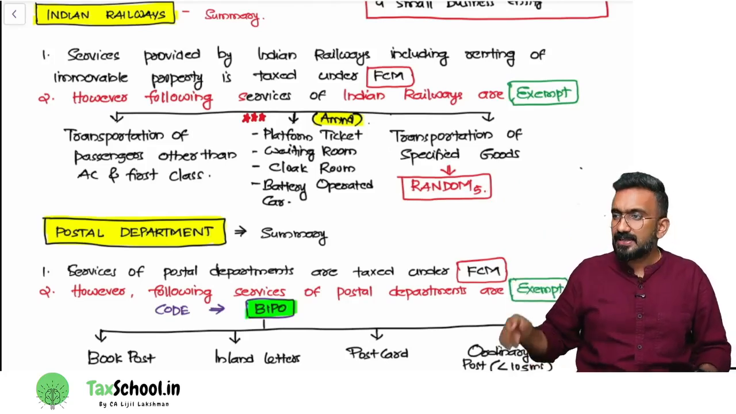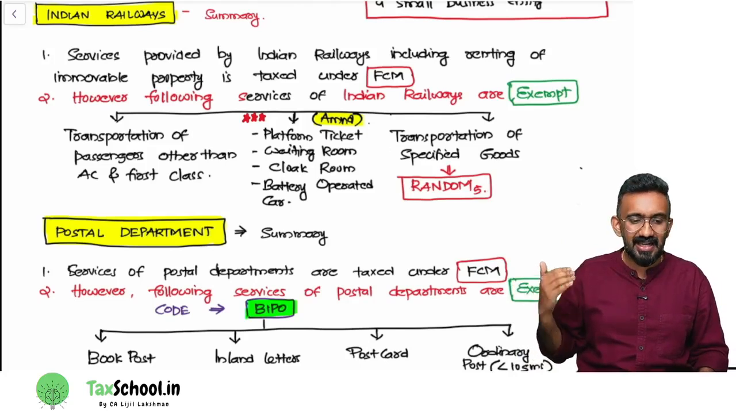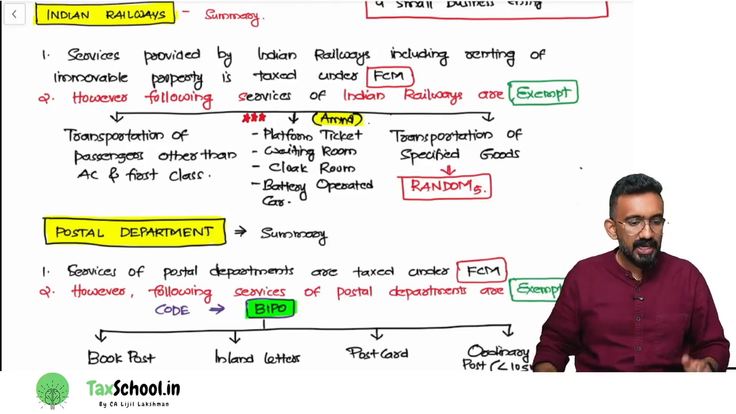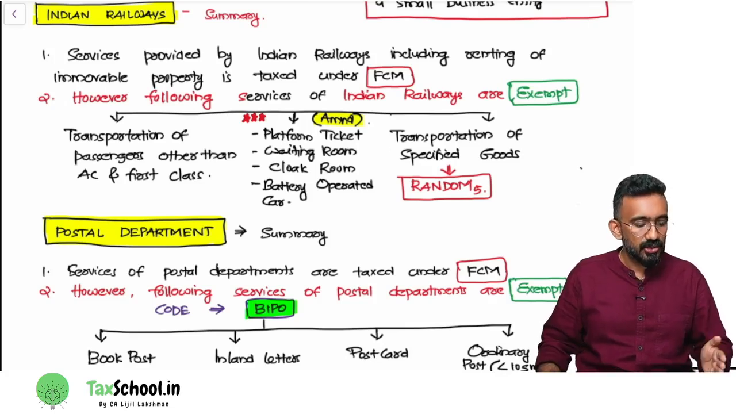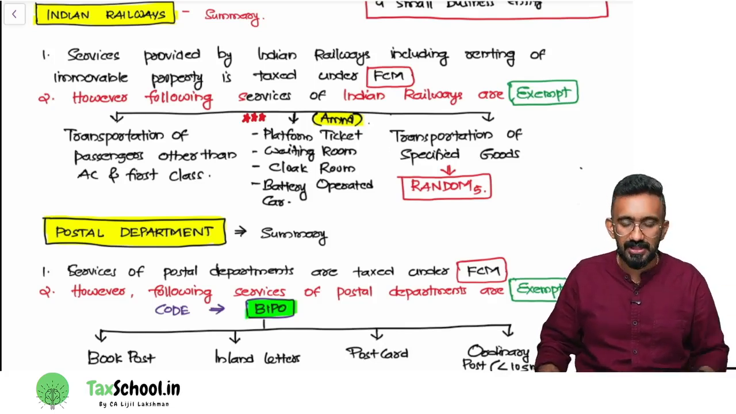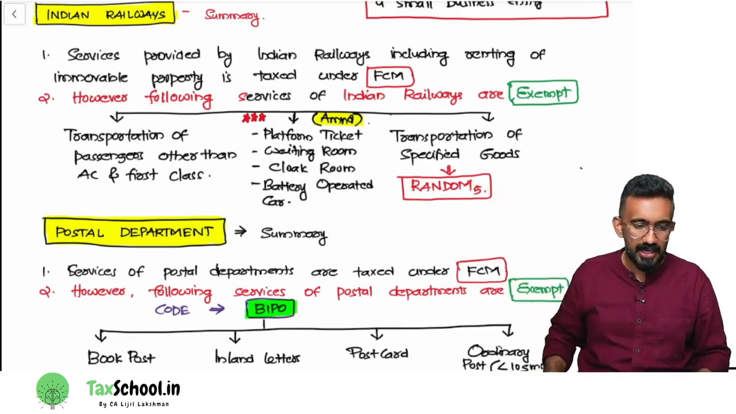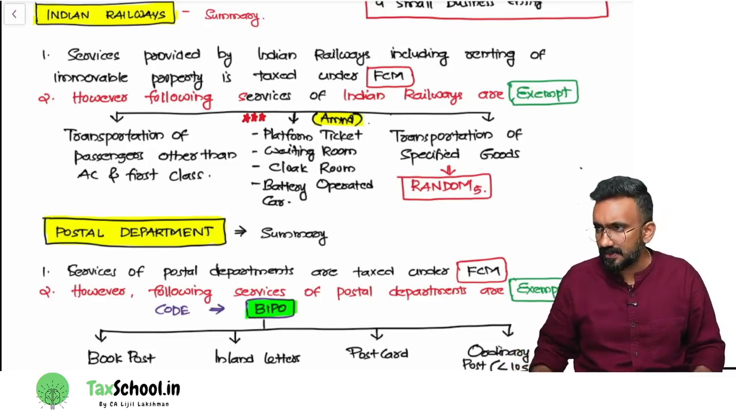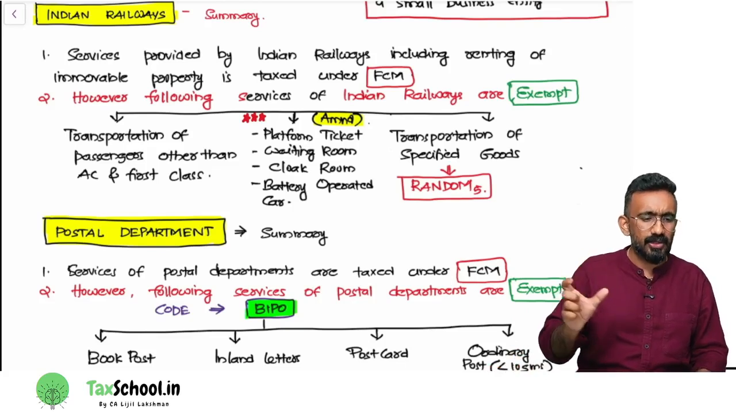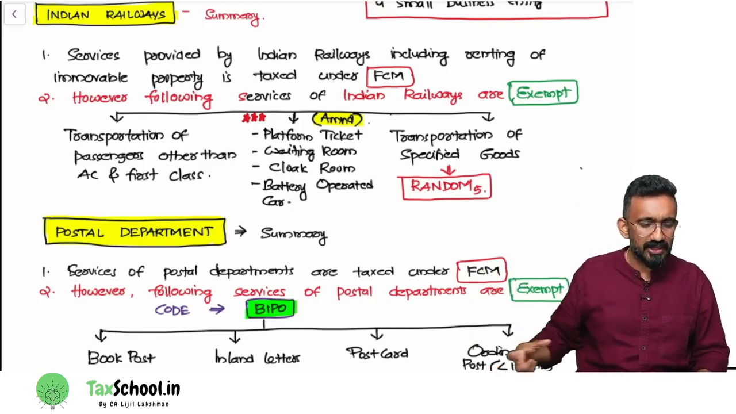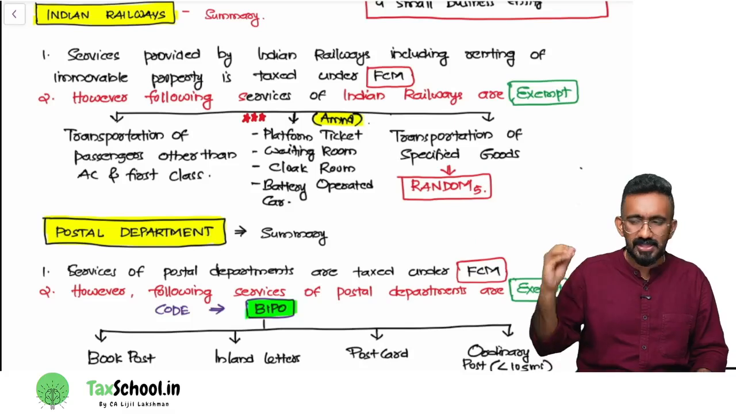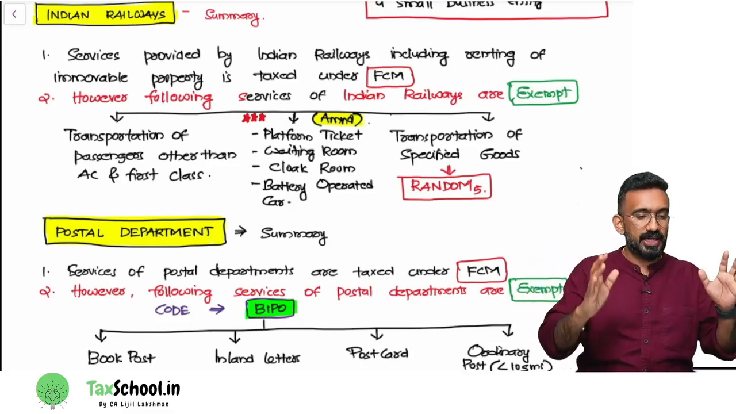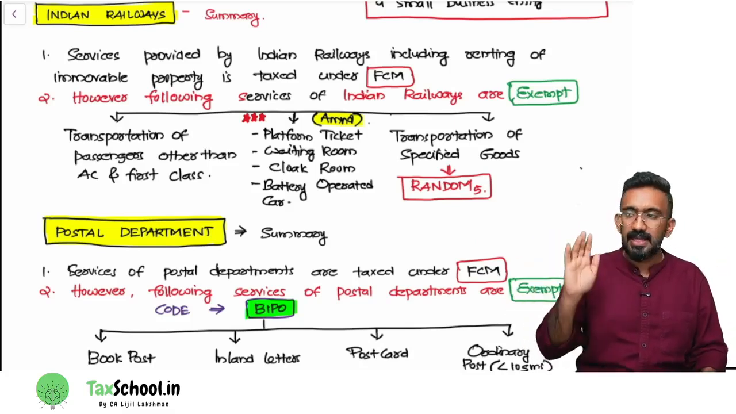Number 1, transportation of passengers other than AC and first class. In Indian Railway, only AC and first class tickets are taxable. Your sleeper, general, sitting, passenger, all of them are exempt. Similarly, an amendment has been added with few more exemptions: platform ticket is exempt. Whatever money you pay for waiting rooms, AC and non-AC, 20 rupees, 30 rupees, that is exempt. Cloak room, where you keep your luggage and pay a small fee, is exempt.